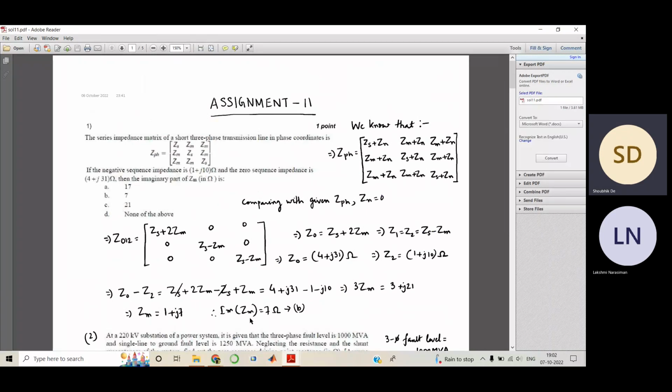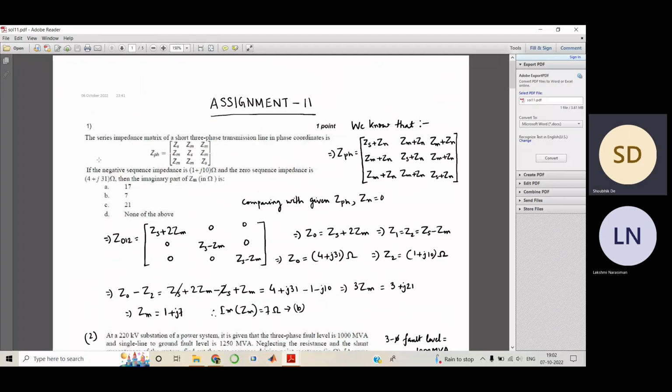This assignment will be mainly on fault analysis, the different kinds of faults that we see in power system networks. We'll try to solve all of the problems because more or less these are easy provided you know the formulas and stuff. So let's start.